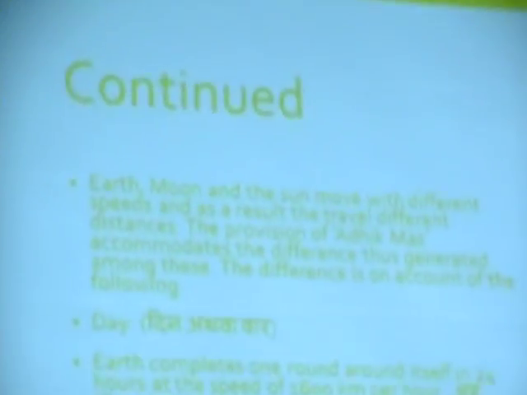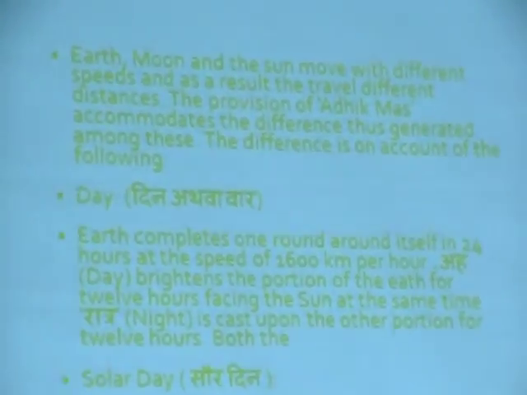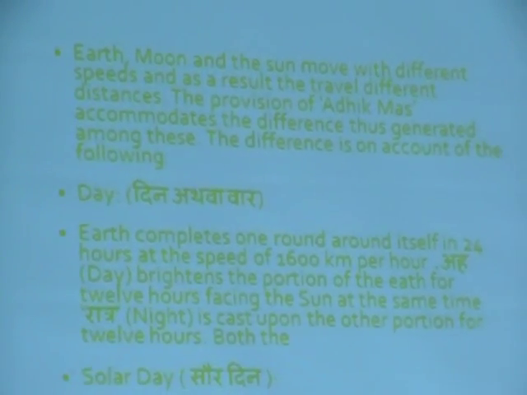Now these objects, for example, sun, earth, moon, they have different masses, different sizes, and speed. And they cover different distances. A day: Earth completes one round in 24 hours with the speed of 1600 kilometers. This is all we know.